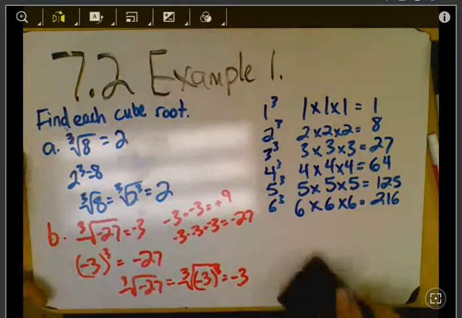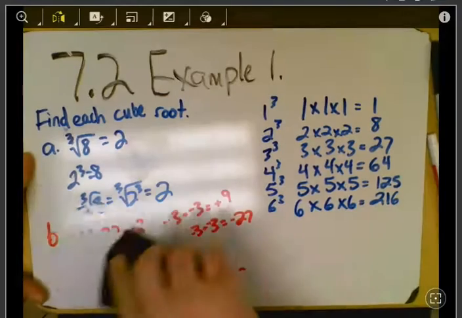The third example is your guys' favorite. I know you love fractions. So let's do a fraction example.